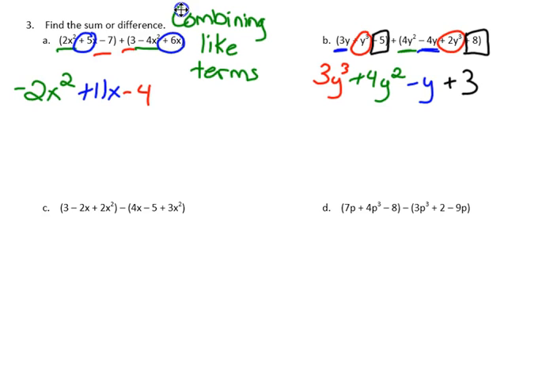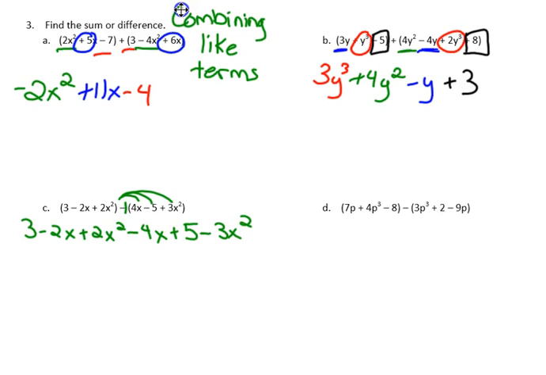Well, this again, we're putting together distributive property and combining like terms. So I have to first take and distribute a negative 1 to every single thing in here. So 3 minus 2x plus 2x squared. I'm going to do that first. Then I'm going to have minus 4x plus 5 minus 3x squared. It's basically just changing the signs of everything that's in the parentheses after it, because it's a negative 1.